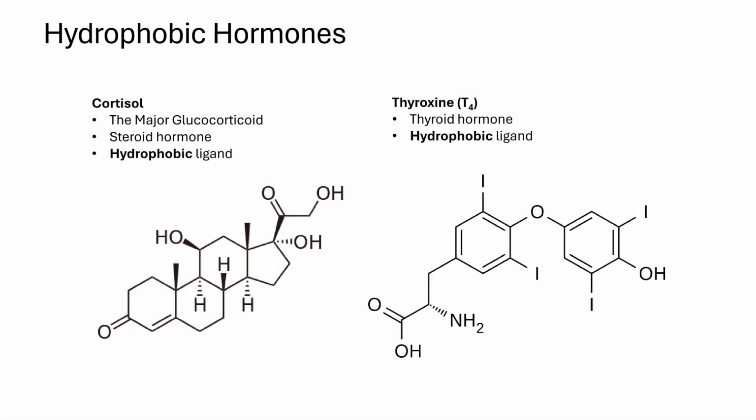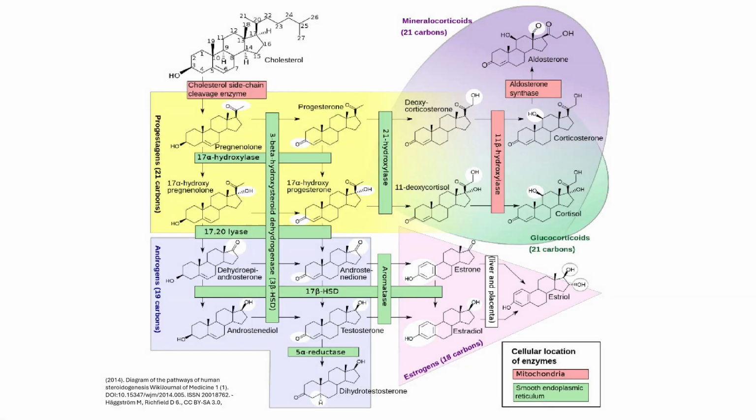In contrast to hydrophilic hormones, hydrophobic hormones are lipid-soluble hormones. Most hydrophobic hormones are steroid hormones synthesized from cholesterol. Cortisol is an example of a steroid hormone important for the long-term stress response. Although most amino acid-based hormones are water-soluble, thyroid hormones are lipid-soluble. Here we see the structure of thyroxine, or T4, the thyroid hormone that contains 4 iodine atoms. All steroids are produced from cholesterol. This includes progesterone, testosterone, estrogen, cortisol, and aldosterone.